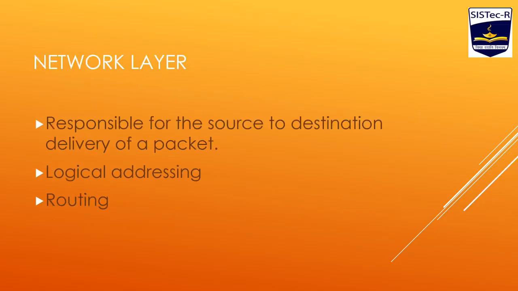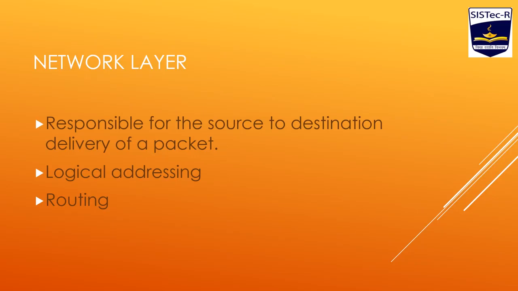Now third is the network layer. The network layer is responsible for the source to destination delivery of a packet. Source to destination delivery of a packet means the network layer ensures whether that packet is received by the destination or not. Okay, and logical addressing. Second is logical addressing.